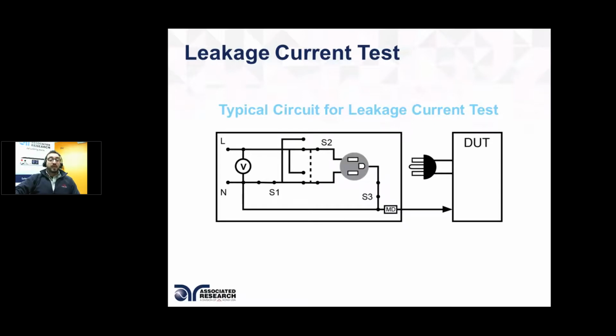Switch S2, if it switches, that's a reverse polarity condition. And switch S3 is an open ground condition. And you can also see the little MD circuit at the bottom right of the big picture. That's the circuit that's actually used to make the leakage current measurements on different points of the device.